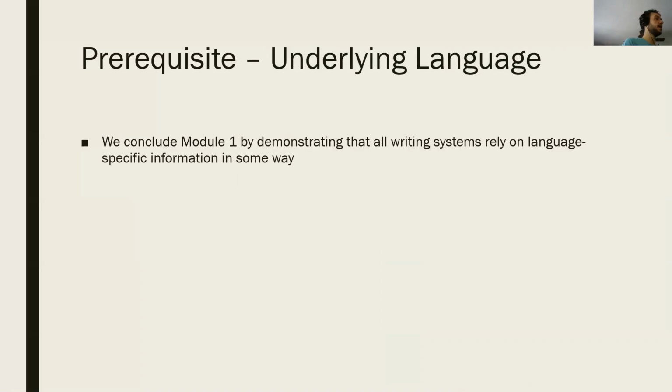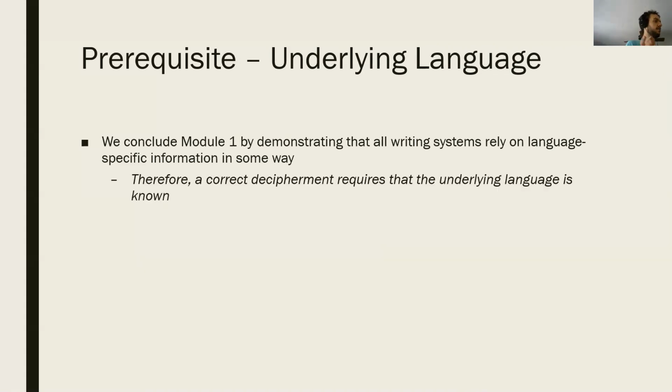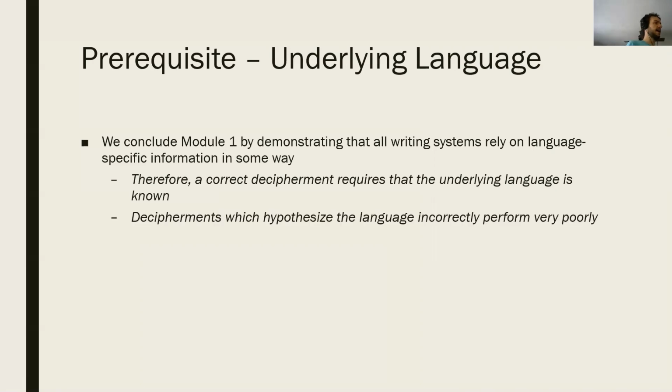And the last prerequisite, a very important prerequisite, is to make sure that we know what the underlying language is. We concluded module 1 by showing that all writing systems rely on language-specific information in some way. So every writing system has some connection to language-specific information one way or another. That means that a correct decipherment requires that the underlying language is known. If we're going to do a decipherment, we actually have to know what language the script represents. And if we hypothesize the wrong underlying language, the decipherment goes very poorly.